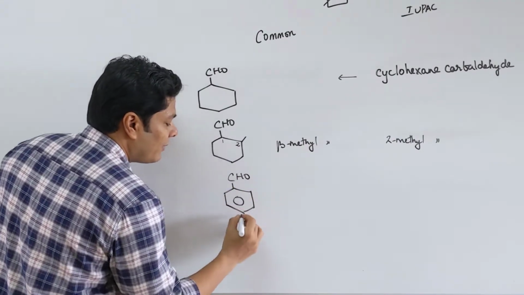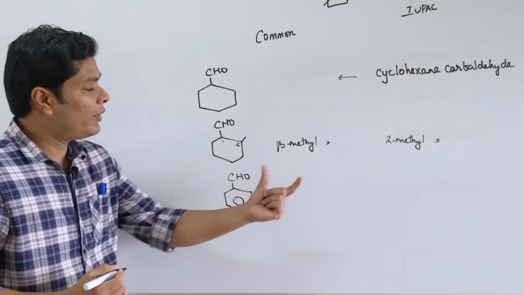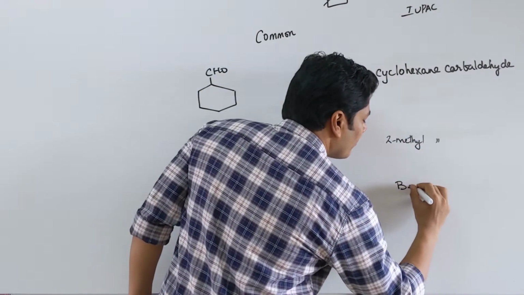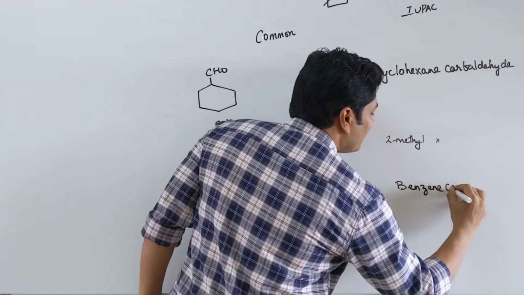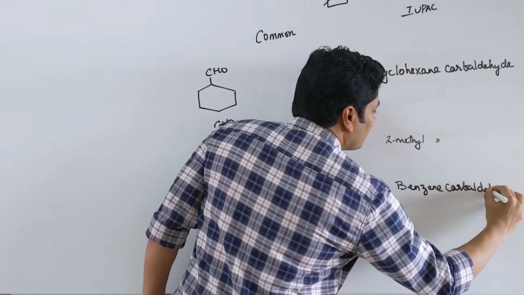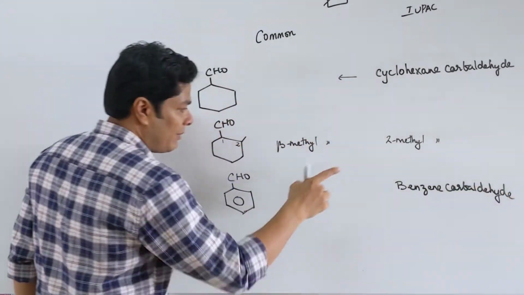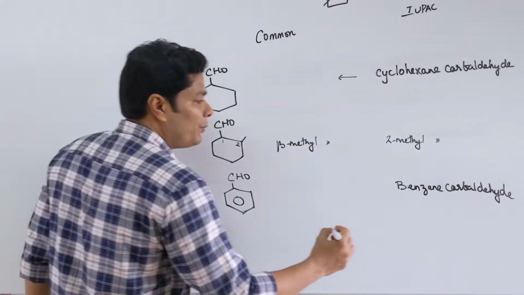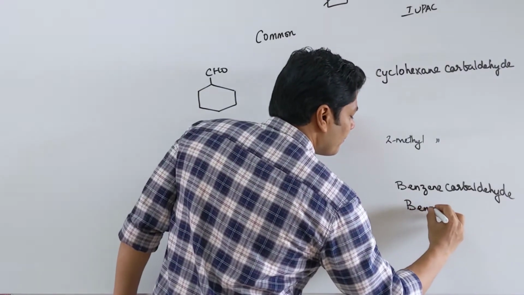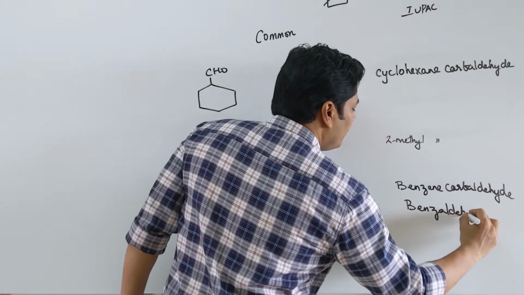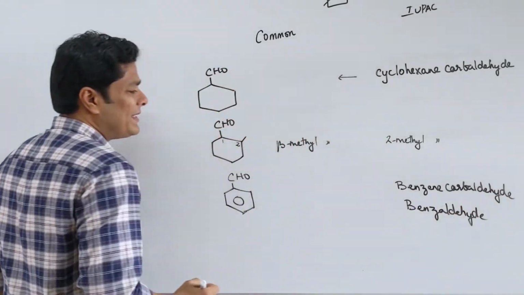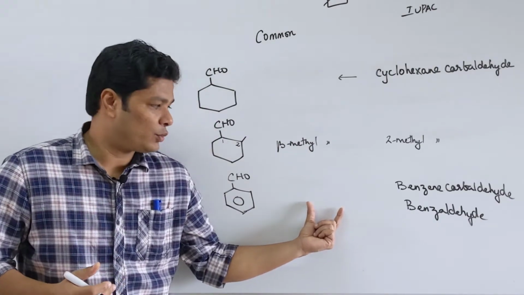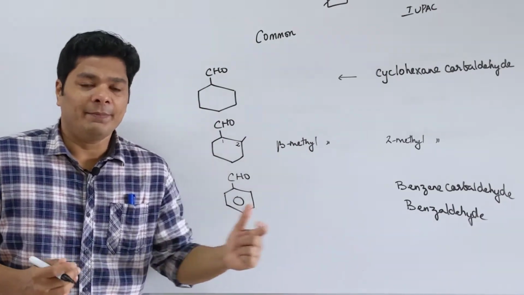We can take a benzene ring. We are going to name it exactly this way. We can name it as benzene carbaldehyde. There is another name for this that is also accepted in IUPAC, which is benzaldehyde, because it has been used so commonly that some of the times the common names are accepted in IUPAC as well. We can name it as benzaldehyde.